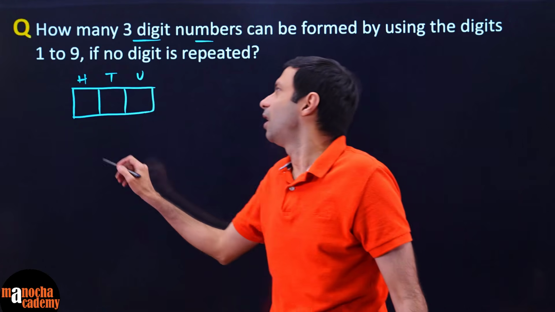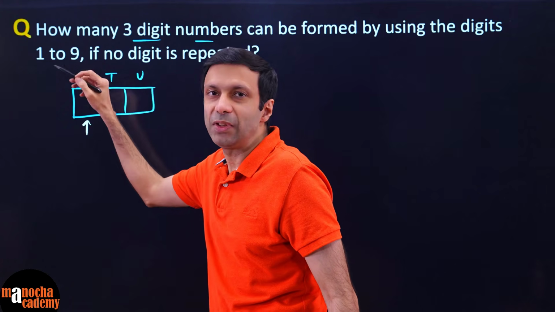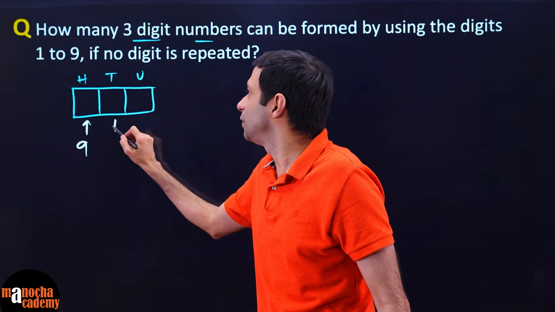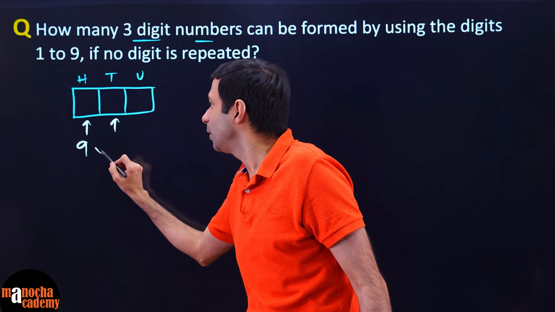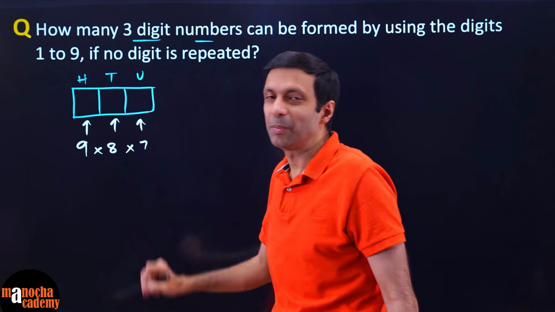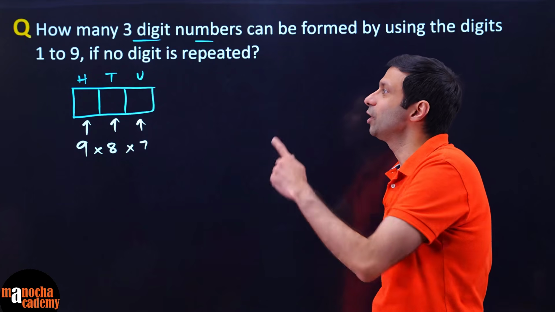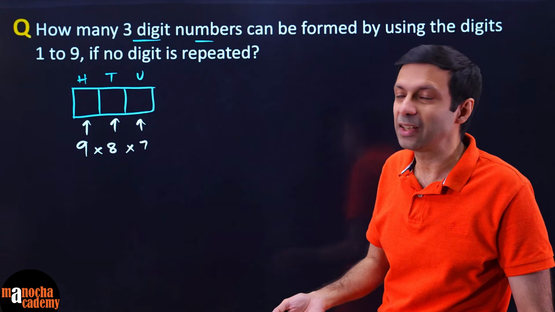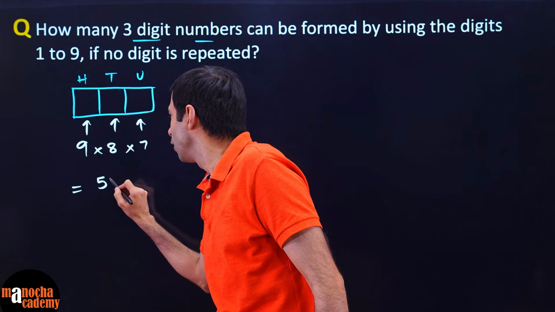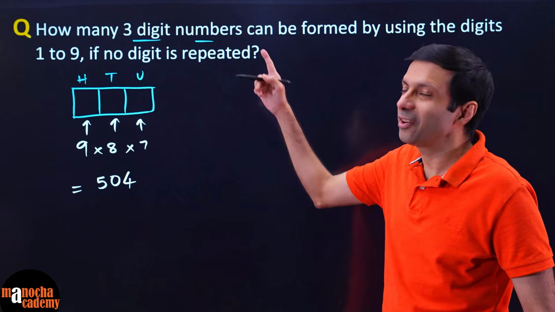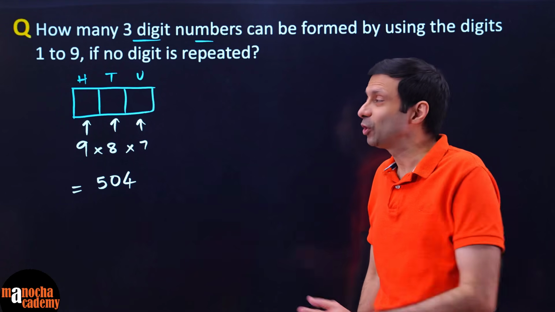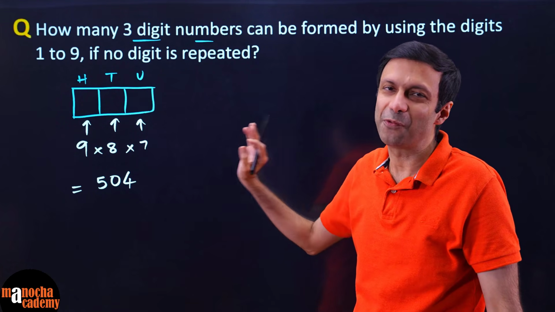If we start with the hundreds digit, you can put any of these 9 digits, 1 to 9. So you have 9 possibilities here. For the tens digit, since you have used up 1, you have 8 possibilities left. And now since you've used up 1 more, 7 possibilities. Since no digit is repeated, how many possible permutations are there? 9 times 8 times 7. If you multiply this out, the answer is 504. 504 such 3-digit numbers are possible with no digit repeated. So this was our box technique.